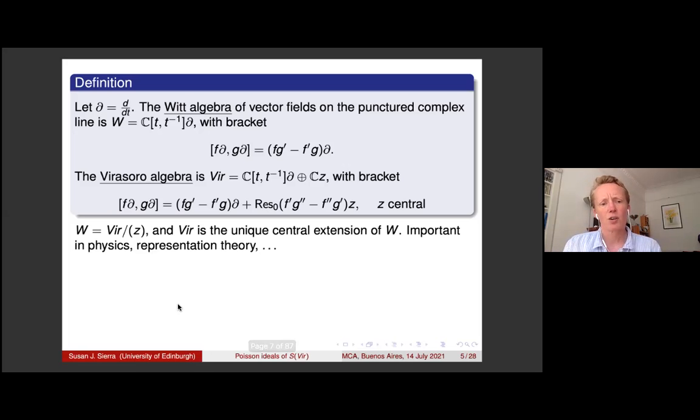So the Virasoro is one of these objects that shows up all over the place in mathematics. It's important in physics, it's important in representation theory, not just representations of Virasoro, but also if you're looking at another Lie algebra or another algebraic structure, you'll often find Virasoro creeping in. It's one of these things that shows up a lot, and so it's important to understand it. And I should say that it's the unique central extension of the Witt algebra up to isomorphism.